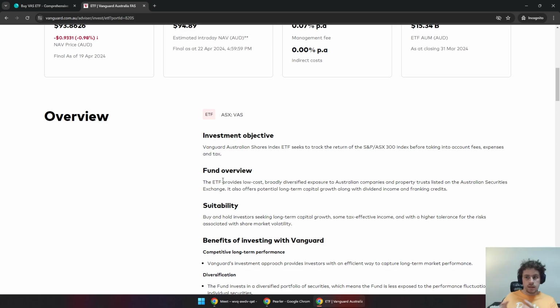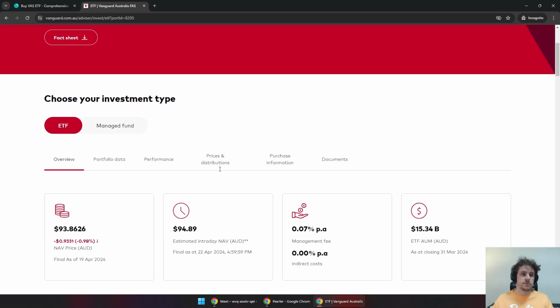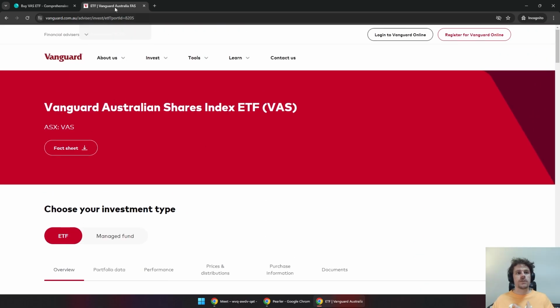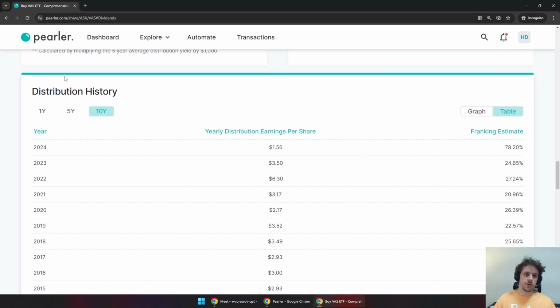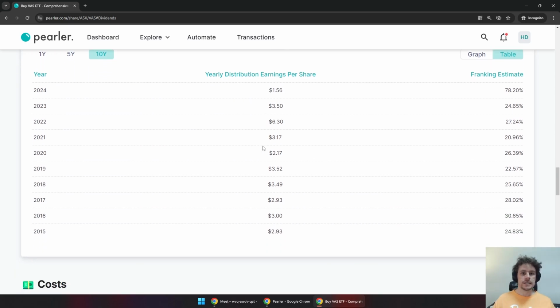We might be representing it a different way, but it's the same fundamental information, because we are just offering you the chance to invest in a product that you can also buy on, again, CommSec, NabTrade, all of those different services. And final note here, we do have a distribution history. So you can see here the yearly distribution earnings per share.